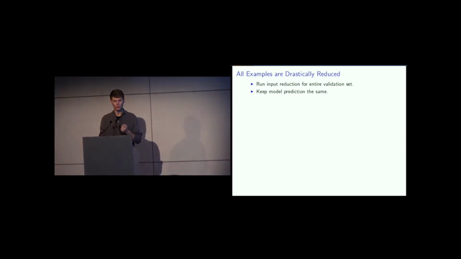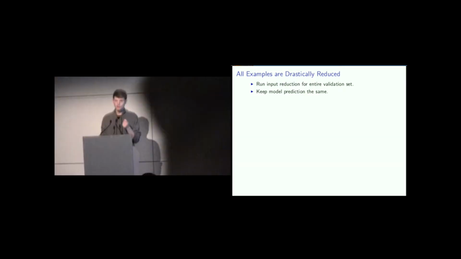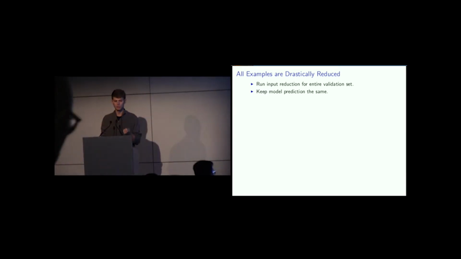So to scale this up, we're going to run this input reduction process for the entire validation set. We iteratively remove the least important word, regenerating the interpretation, and making sure the model prediction has not changed. So we stop this input reduction process immediately before the model is about to change its prediction.